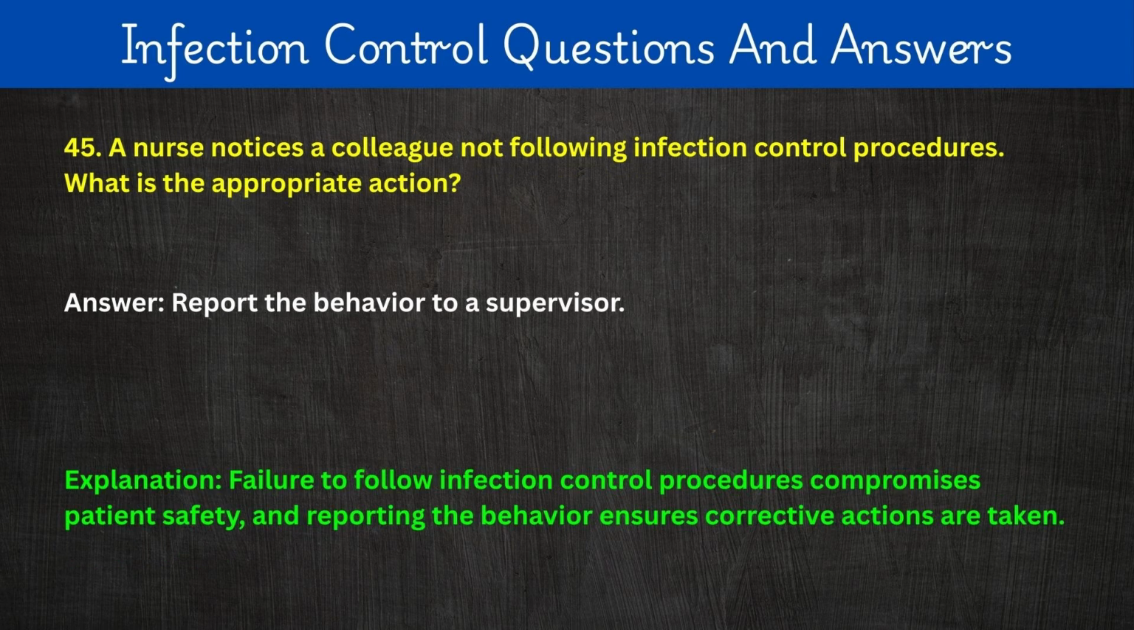45. A nurse notices a colleague not following infection control procedures. What is the appropriate action? Answer: report the behavior to a supervisor. Explanation: Failure to follow infection control procedures compromises patient safety, and reporting the behavior ensures corrective actions are taken.